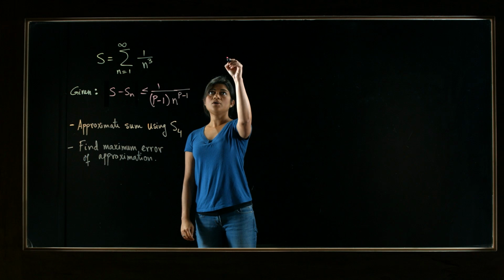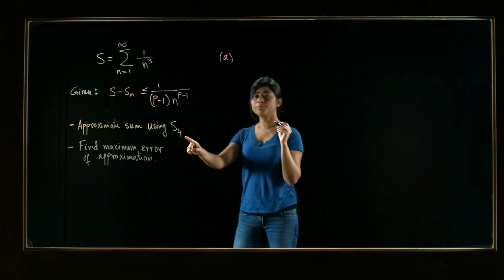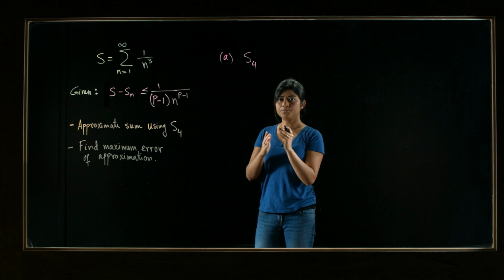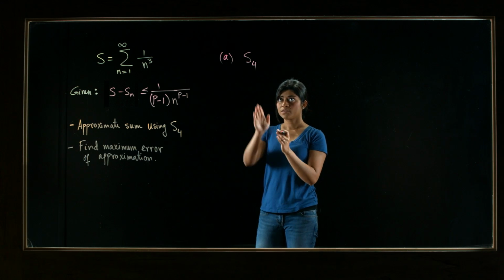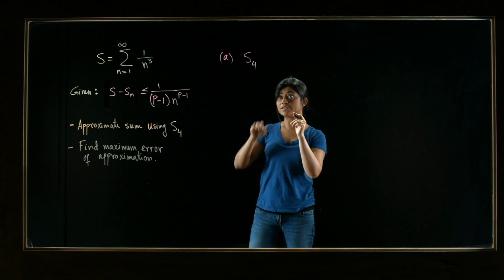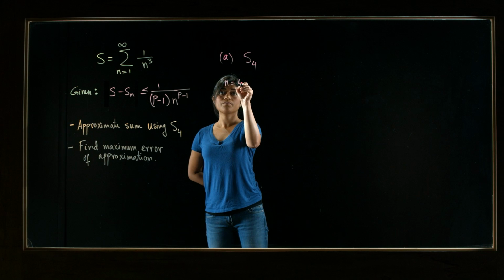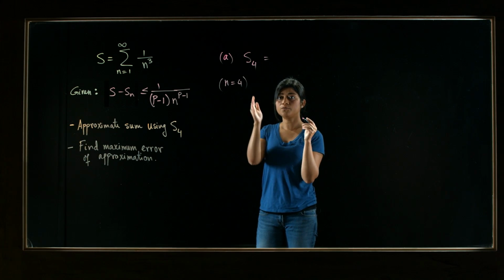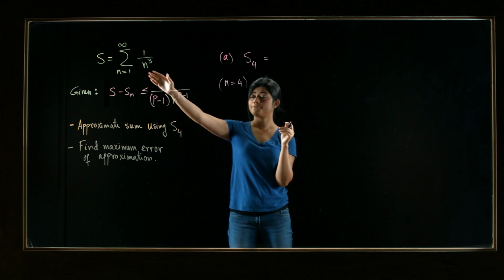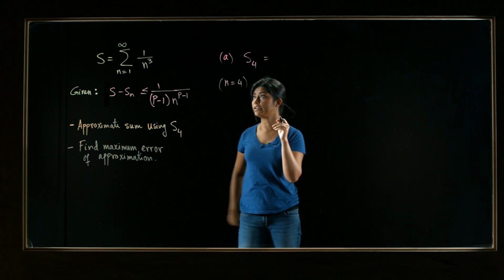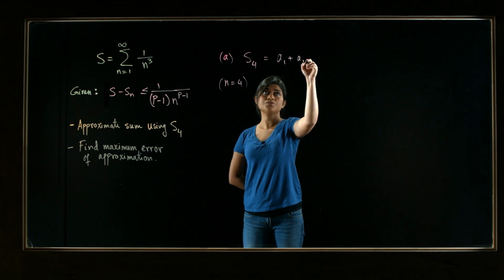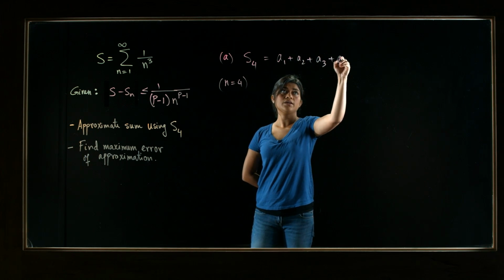Okay, so let's first compute S4. Now, do you remember how to compute the partial sums? Since it's S4, since n is equal to 4, that means we have to add the first 4 terms of this series. Which means we have to add A1 plus A2, A3, and A4.